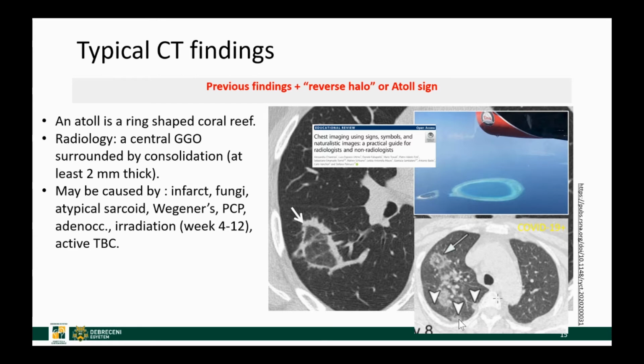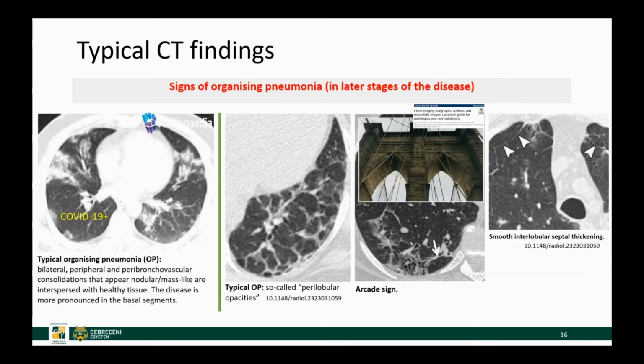So here you see the peripheral multifocal ground glass opacities, maybe even some consolidations, and then in the right upper lobe you can see the atoll sign or reverse halo sign. In later stages of the disease, we might see typical signs of organizing pneumonia, so these bilateral, peripheral, and peribronchovascular consolidations that appear nodular or mass-like, and they are interspersed with healthy tissues.